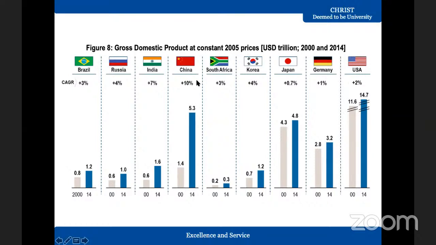But when you take China, in 2000 their figure is only 1.4 US dollar trillion, and in 2014 that became 5.3. So even though our quantum is very minimum, when you see the growth rate, we are ahead of US and Germany with 7%. We raised from 0.6 trillion US dollar to 1.6 trillion US dollar. But when you compare with all others, we are very meager and minimum.